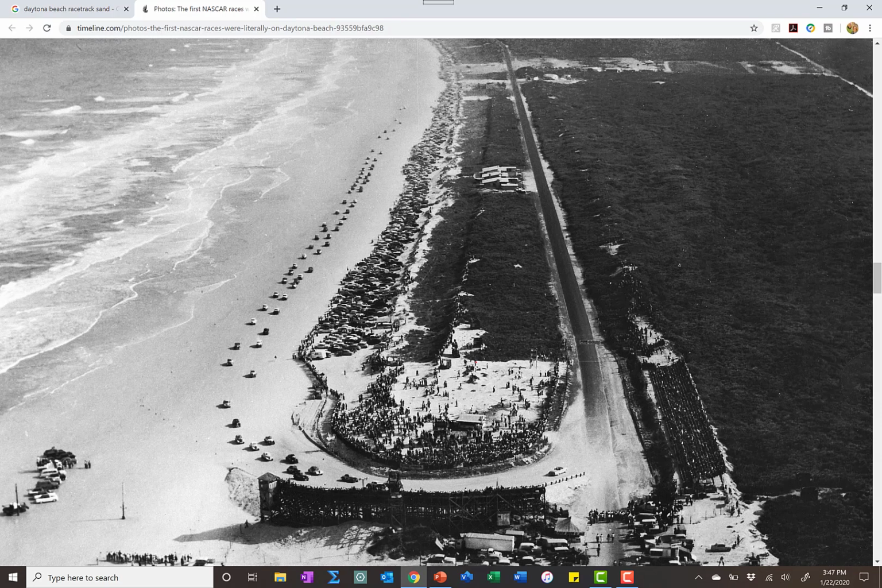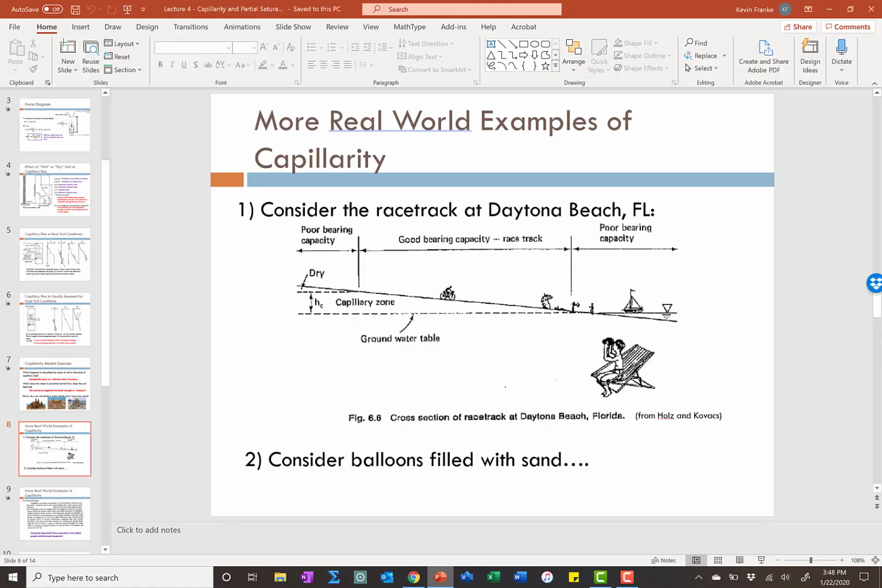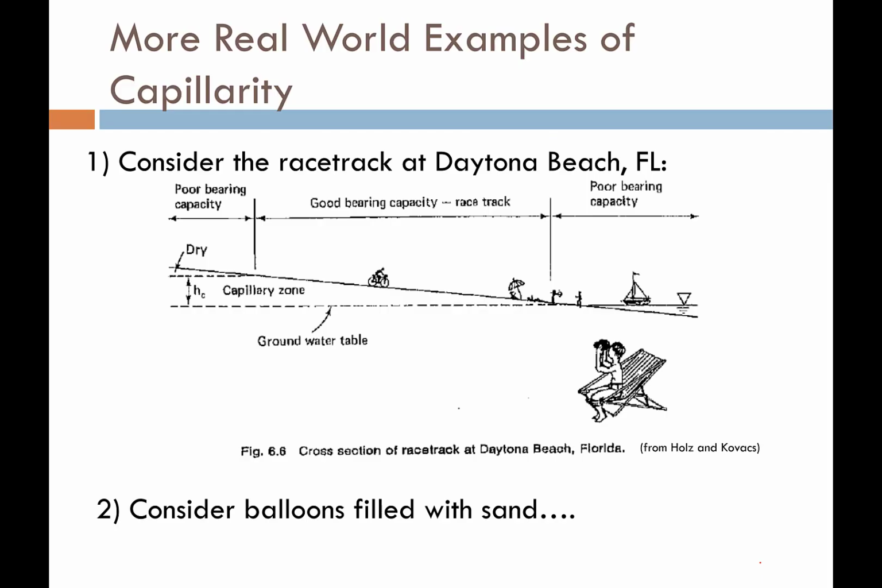The reason I had no idea what Professor Holtz was talking about was that in 1958, they built the Daytona 500 Speedway, and they don't race on the beach anymore. But I thought it was kind of funny that he still uses that example, and none of us students had any clue what he was talking about.